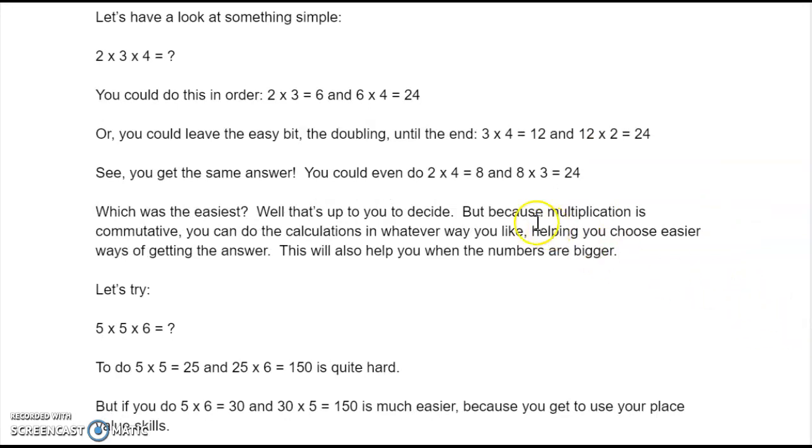You could even do it 2 times 4 equals 8, and 8 times 3 equals 24. But you might find that a bit trickier. Do it whichever way is easiest. Which was easiest for you? Well, that's up to you to decide. But because multiplication is commutative, you can switch the numbers around. You can do the calculations in whatever way you like, helping you to choose the easiest way of getting the answer. This is also going to help you when the numbers get bigger.